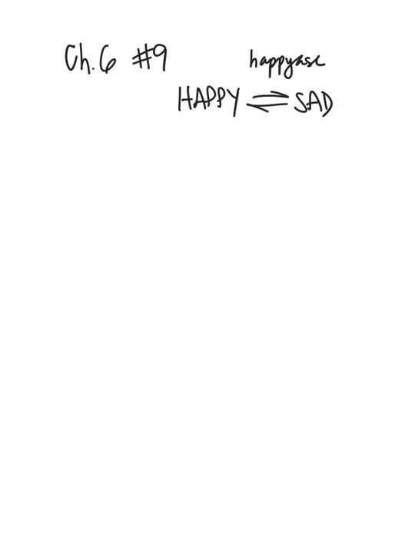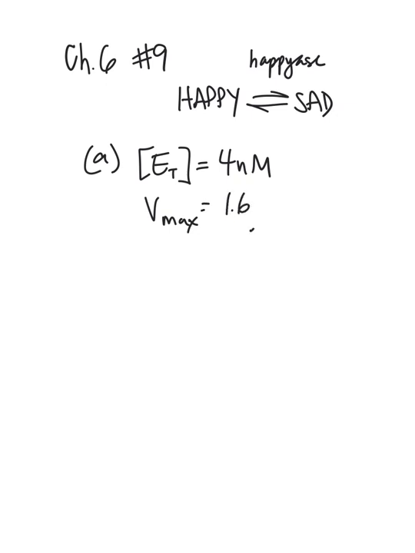characterize the enzyme. In the first part, part A, you're told that the total enzyme concentration being used is 4 nanomolar, and they find that the Vmax is 1.6 micromole per second when they use that much enzyme. Based on this experiment, what's the kcat?